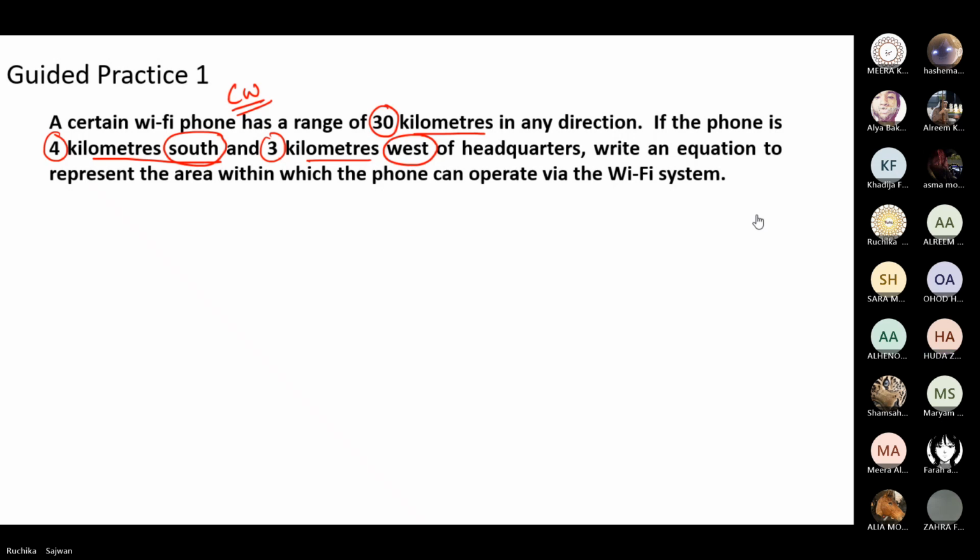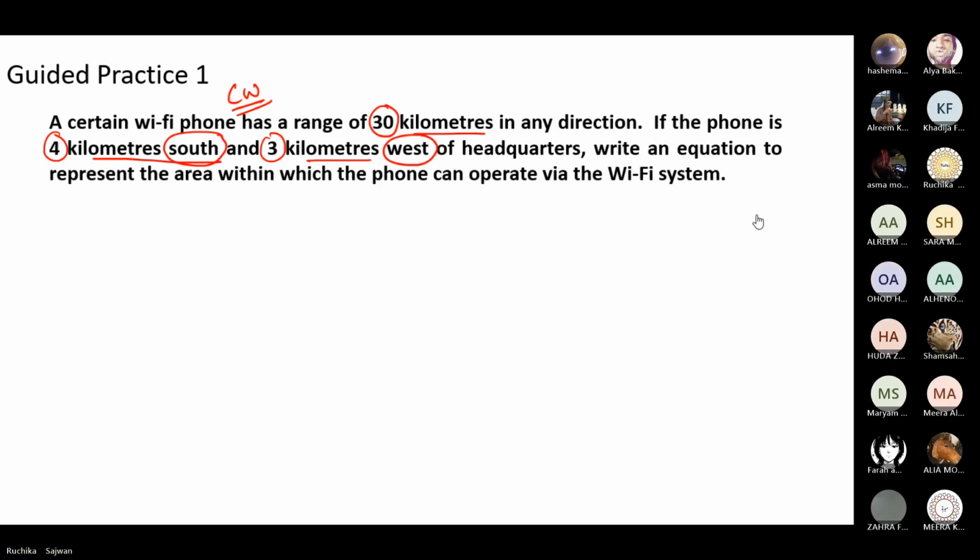Miss? Yes? Miss, it's about 3 kilometers west. So will it be positive in the equation, or negative? First, make your direction diagram, then decide. Definitely, you are on the negative x-axis, right? Yes. So the sign will be negative. When you put it in the equation, it will give you positive, right? Yes.